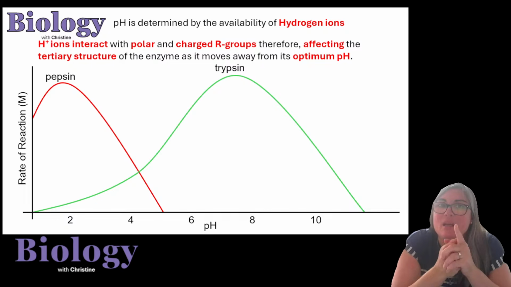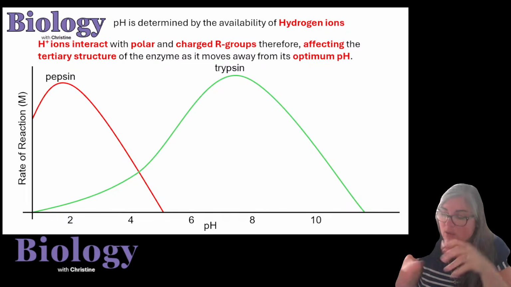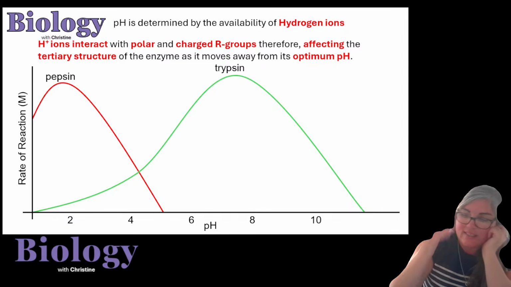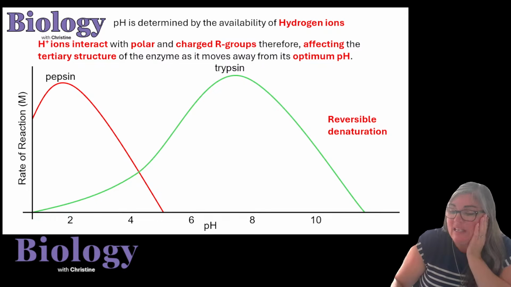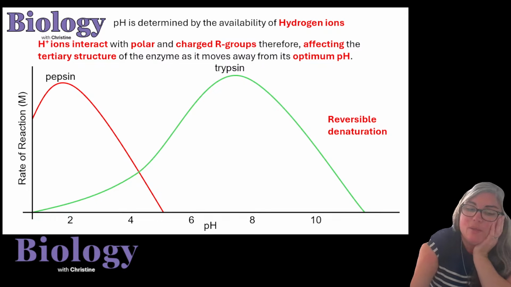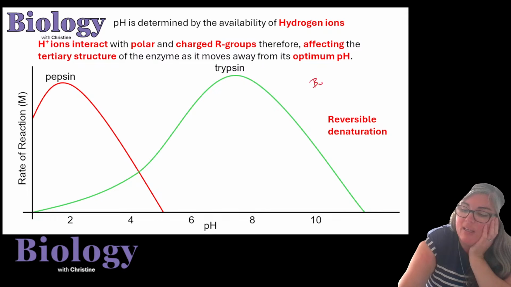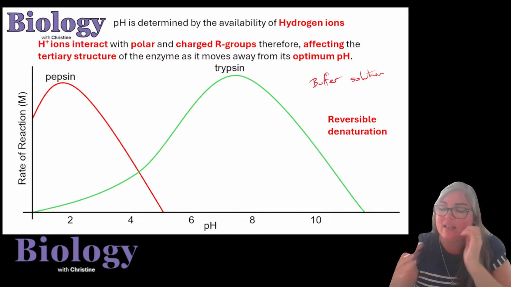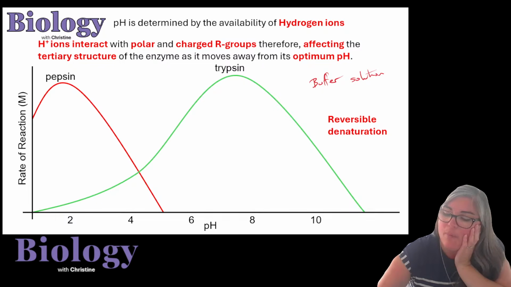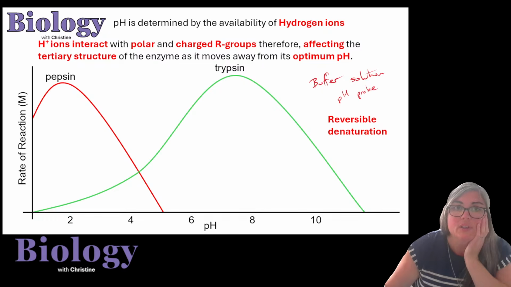And the key thing about pH is that it is a reversible denaturation, and because it's reversible, what we would tend to use in any practical is a buffer solution, and the buffer solution will keep it at its optimum. If we can't use a buffer solution, ideally we want to measure the pH, and therefore we would use a pH probe.